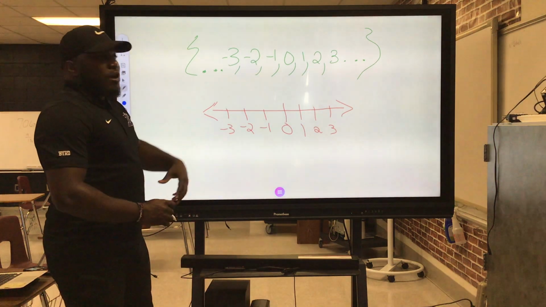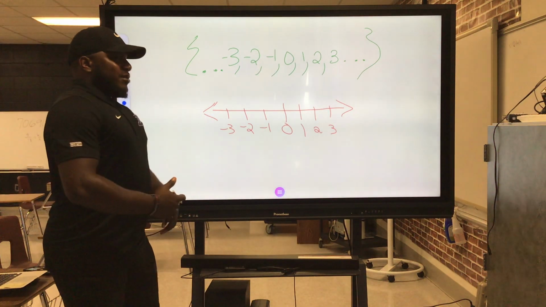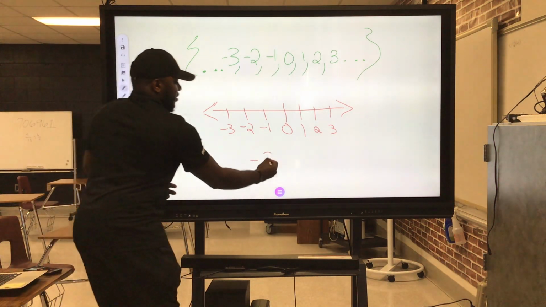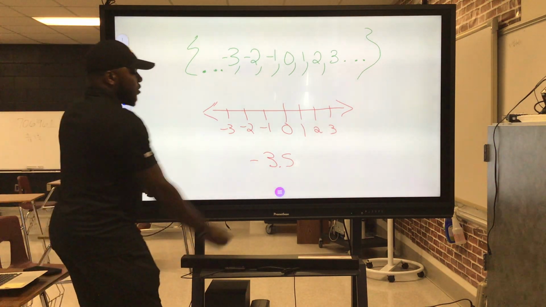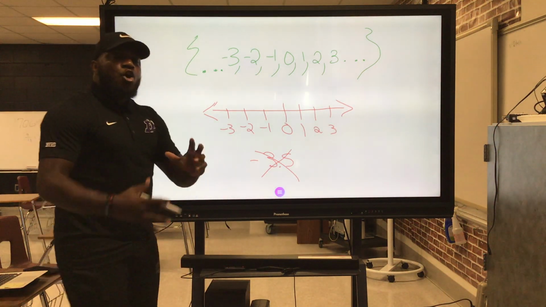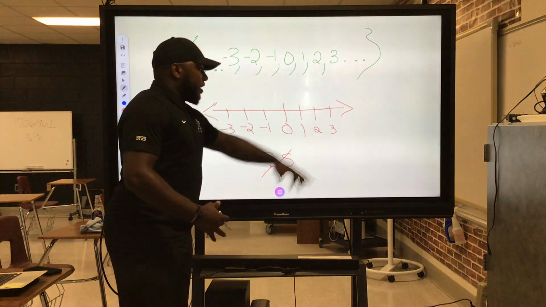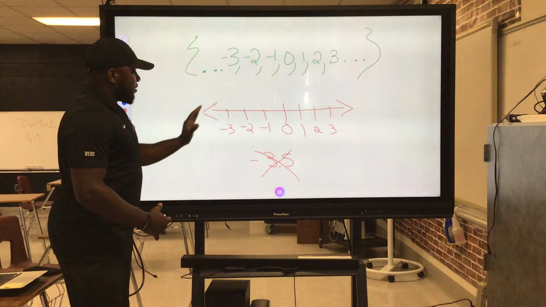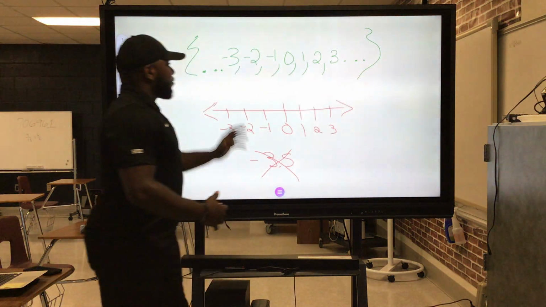Some people like to break integers down into positive and negative numbers, but -3.5 is also a negative number, but because it's a decimal, it's not an integer. So we're not going to use that definition. It's a set of whole numbers from positive to negative infinity, all the way down the number line. Now remember, this line and this arrow lets you know that it continues on. All right, so these are integers.